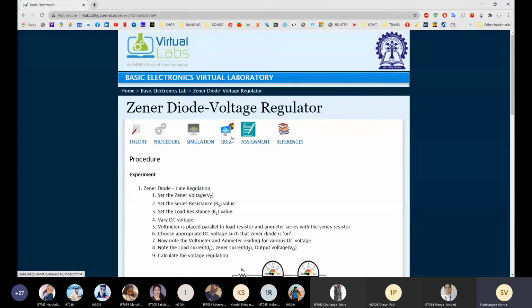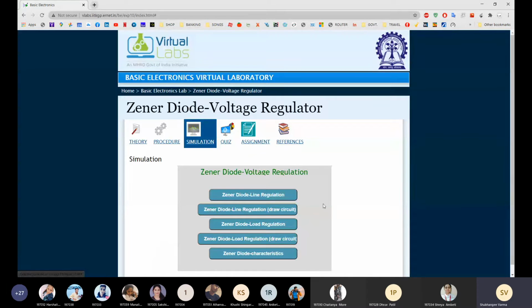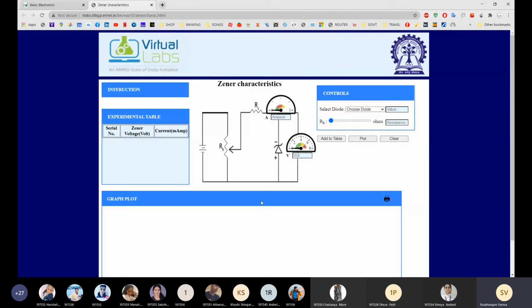So see, students, we'll go for the simulation. So here Zener diode line regulation is there, Zener diode load regulation is there, and Zener diode characteristic. So today first we will perform the Zener diode characteristic. So click on Zener diode characteristic, and here you can see the Zener diode characteristic. So here choose the Zener.